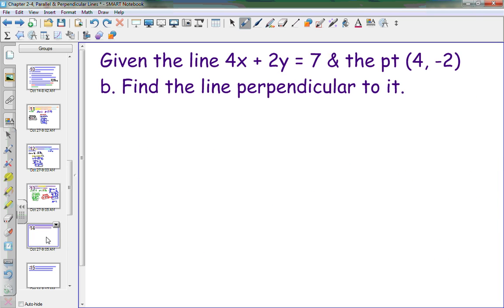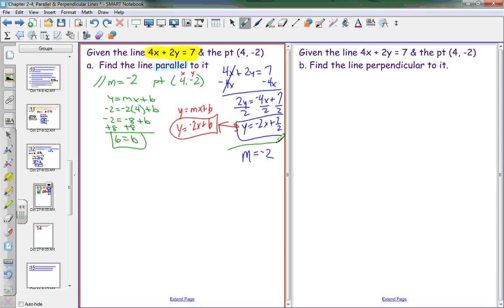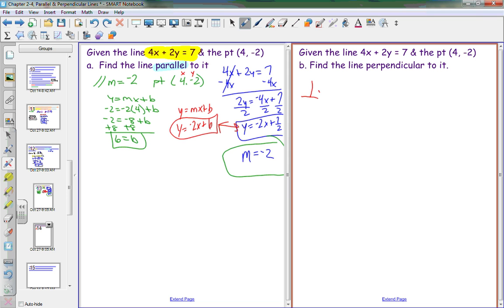Okay, now we're going to do exactly the same problem, but this time part B asks you to do what? Perpendicular. Do I need to solve this thing for y again? Why do I not need to solve this for y? Because I already did it. It is right here. I can see that my slope is negative 2. So now what do I want to find? I want to find my perpendicular slope, which is going to be positive 1/2. The reciprocal of 2 is 1/2, and it was negative 2, so I get the opposite sign to make it positive. Do we get that?